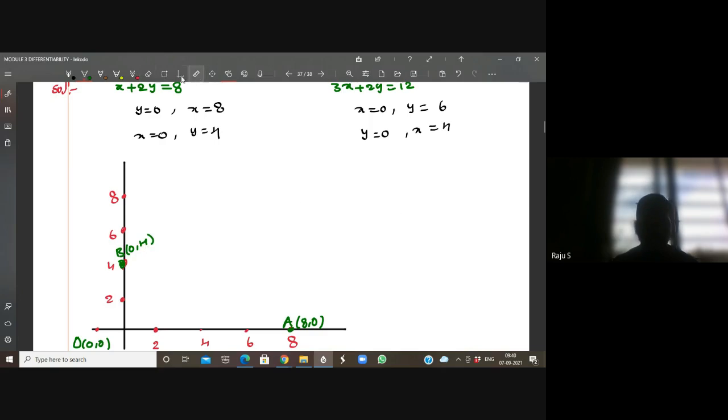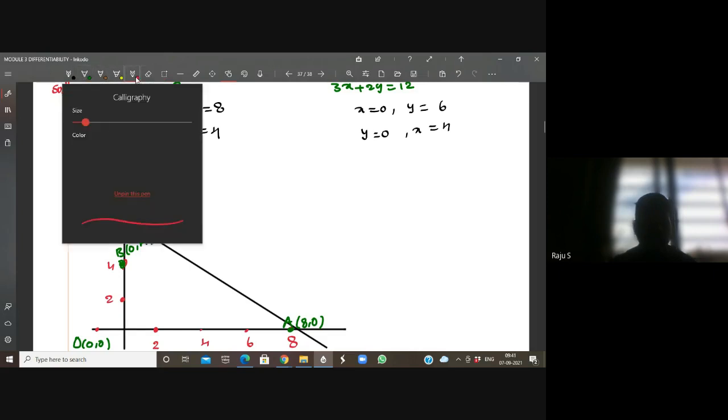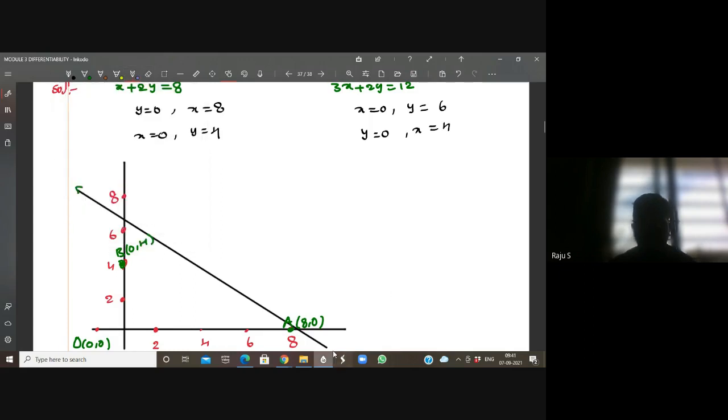When I join these two points by a line, this is the graph of the line x plus 2y is equal to 8. In the same way, 3x plus 2y is equal to 12.